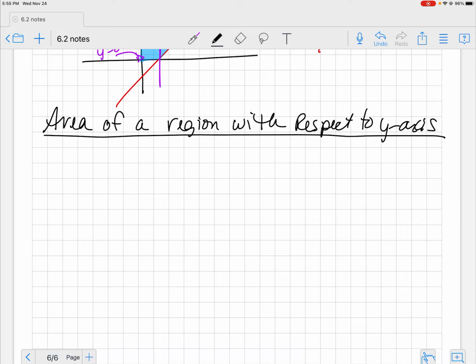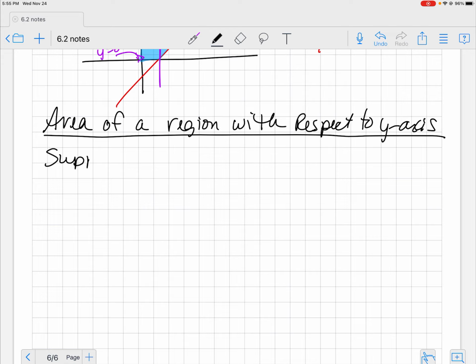Okay, not every single graph out there always has x as the variable, right? You can also find an area that's just between two curves. So we could also find this area with respect to the y-axis. Cool, right? I'm going to write the definition, but you're going to see it's basically the same.